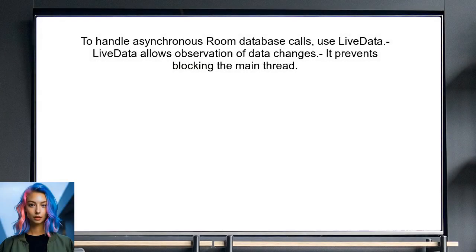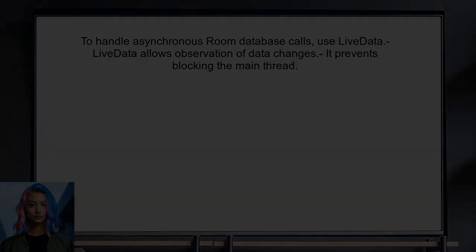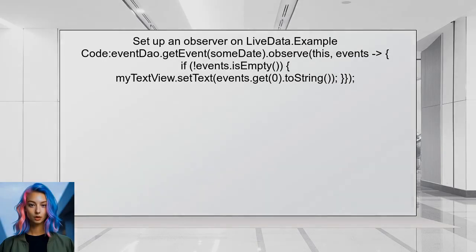To handle the asynchronous nature of Room database calls, the user should utilize LiveData effectively. This allows the user to observe changes in the data without blocking the main thread. The user can set up an observer on the LiveData returned by the getEvent method. This way, when the data is ready, the UI will automatically update without any delay visible to the user.